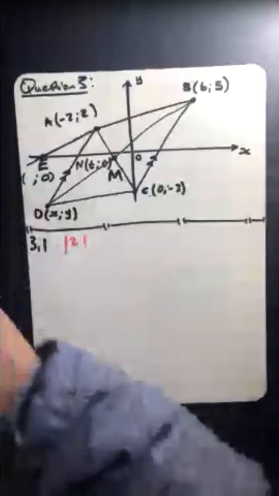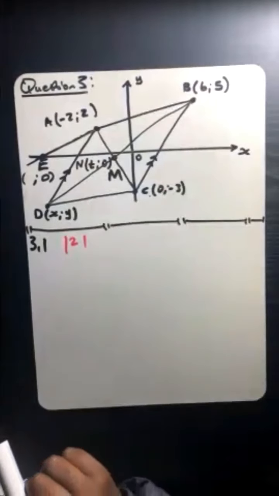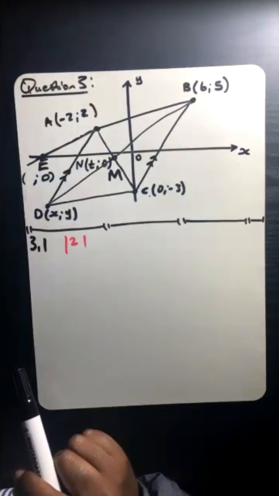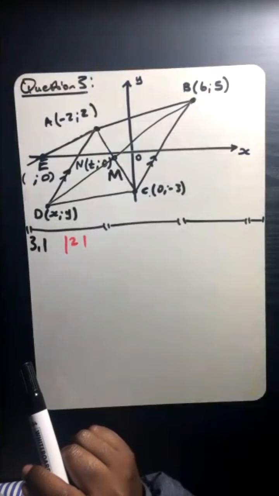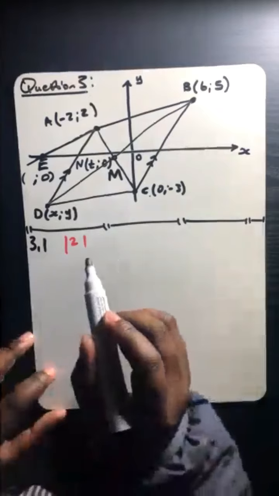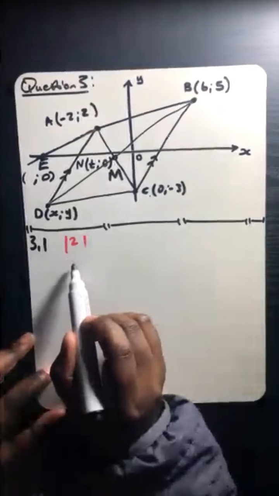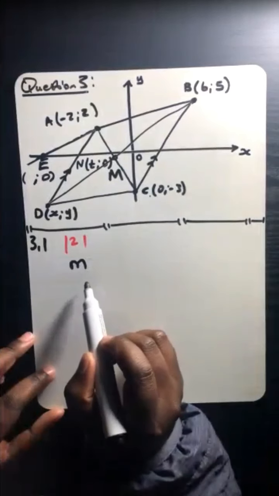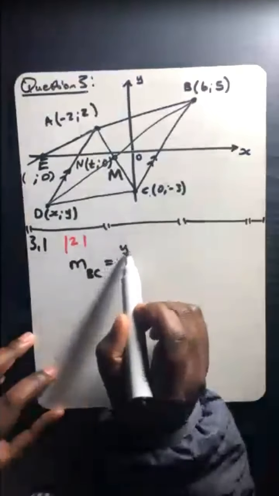So this question is allocated 2 marks. You already know that for a question which is allocated 2 marks, it is not that much complicated. Good people, they say, calculate the gradient of BC. So this is what I'm going to do, guys, because the question said the gradient. Gradient is the cream of the question. So I'm just going to say M, which represents the gradient of what? BC. Then I'm just going to write M of BC is equals to Y2.